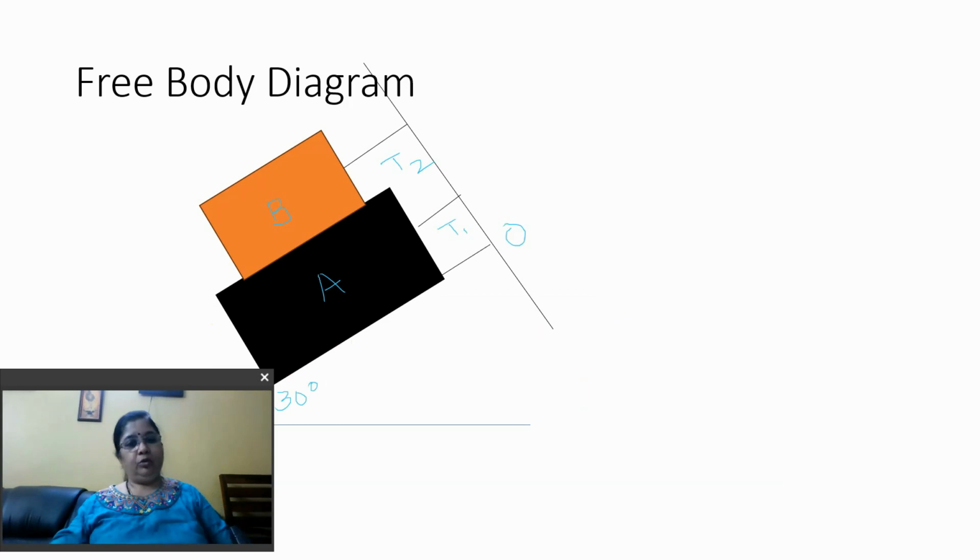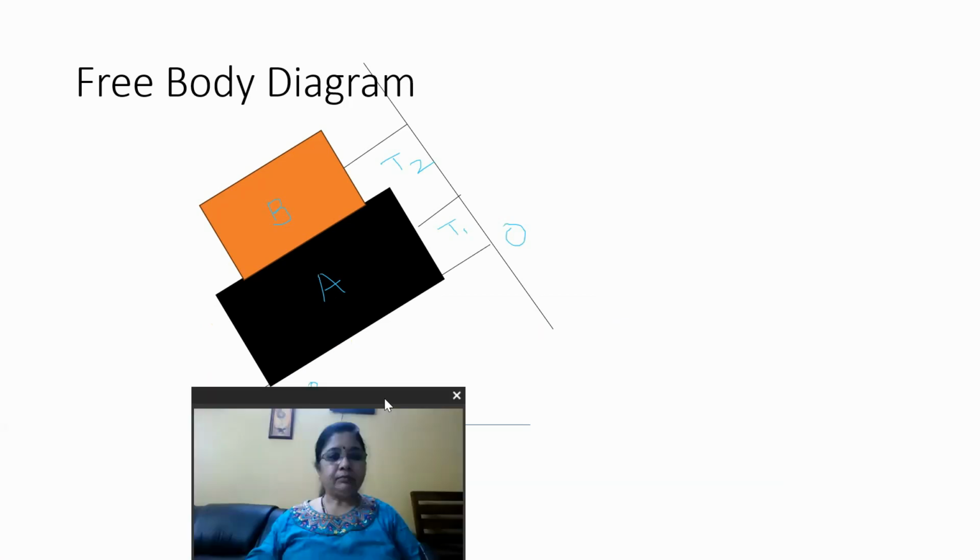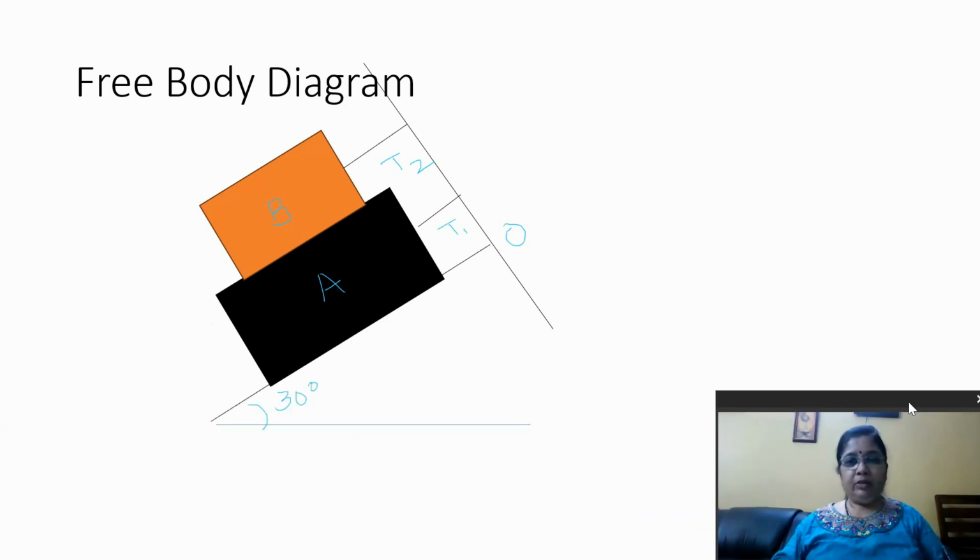Right, let us come to this scenario now. Coming to this scenario, what do we see here? We see a block A, we see a block B here. So this is at an angle 30. They are connected to this post. This is a post. By two strings T1 and T2. Now let us take the case of A.